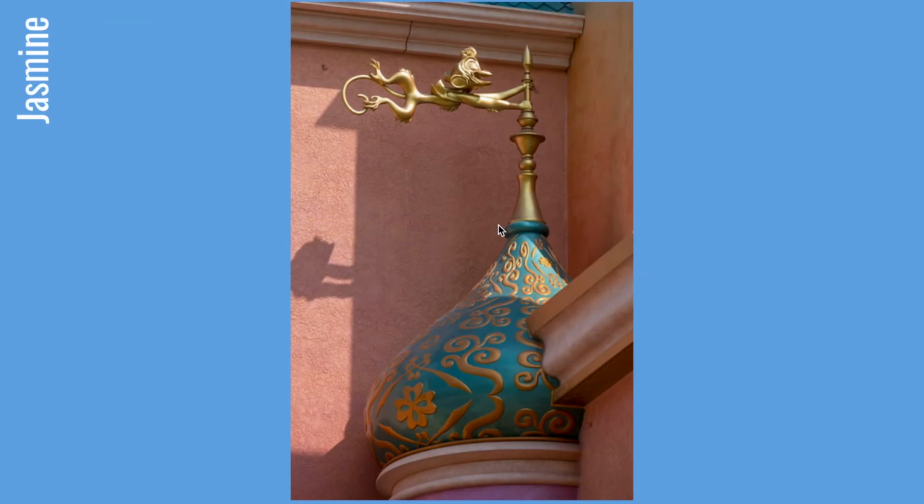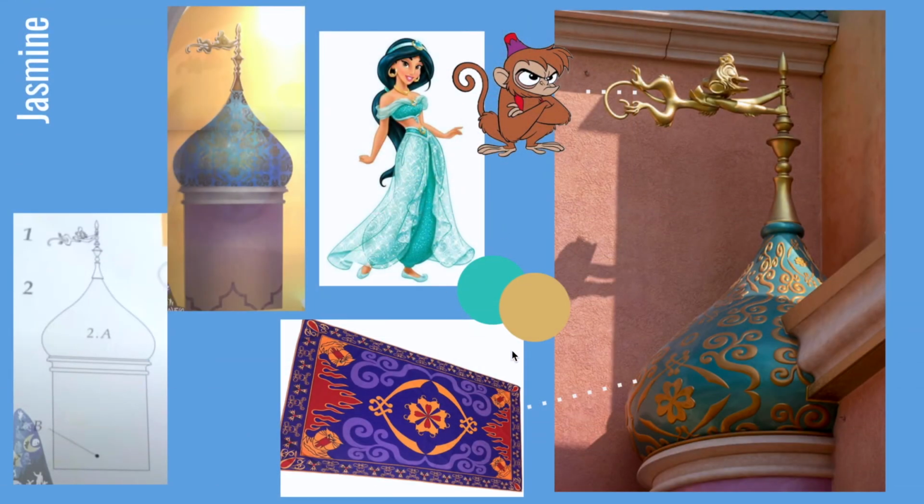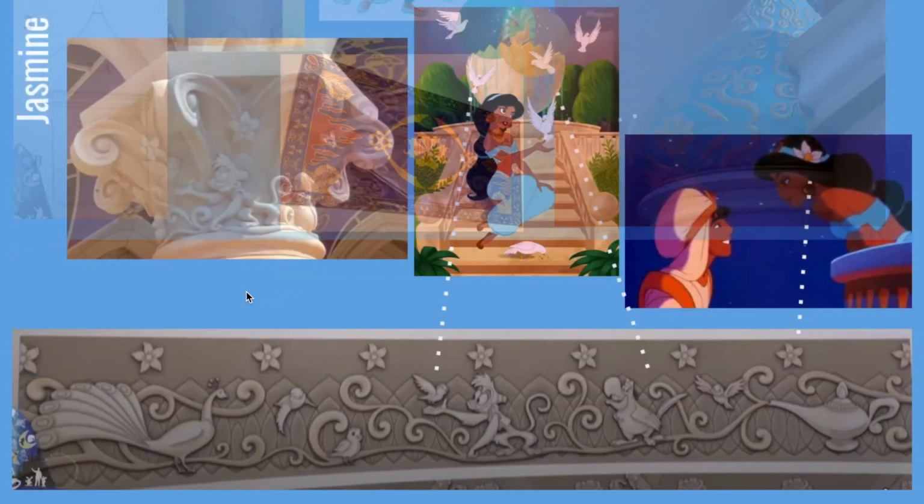And then last up is Jasmine. So we can see Jasmine's is a teal and a gold, just like her outfit, and the pattern is directly pretty much from the carpet, the swirls, the swords, and the flowers. And then we have Abu at the top. At the bottom here, it's a purple, kind of similar to both the carpet and her other outfits. In the other movies, she wears like a purple outfit. And we have an Arabic-inspired pattern down here.